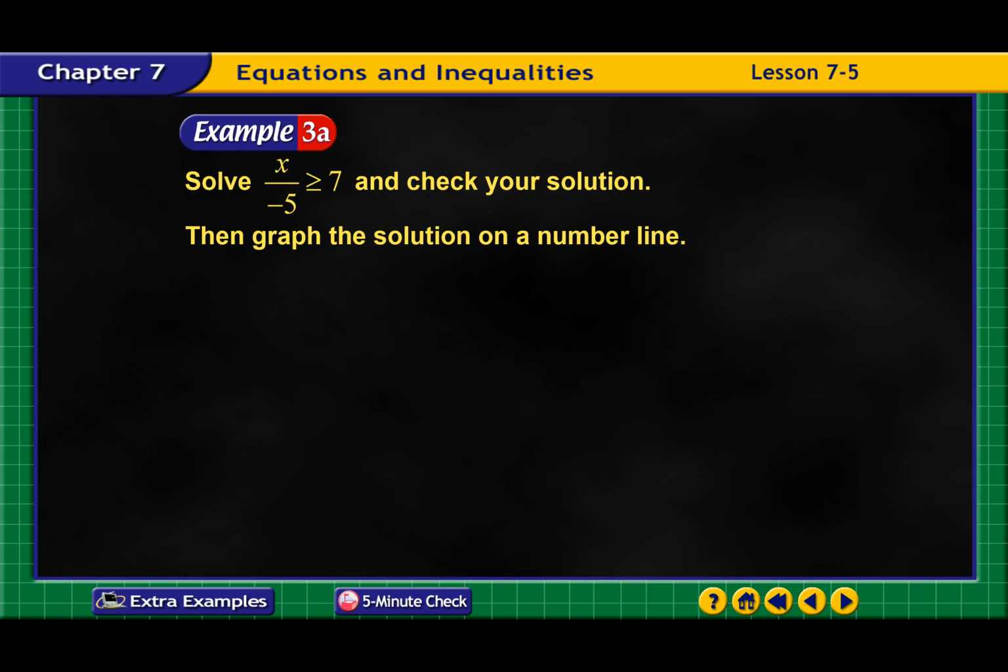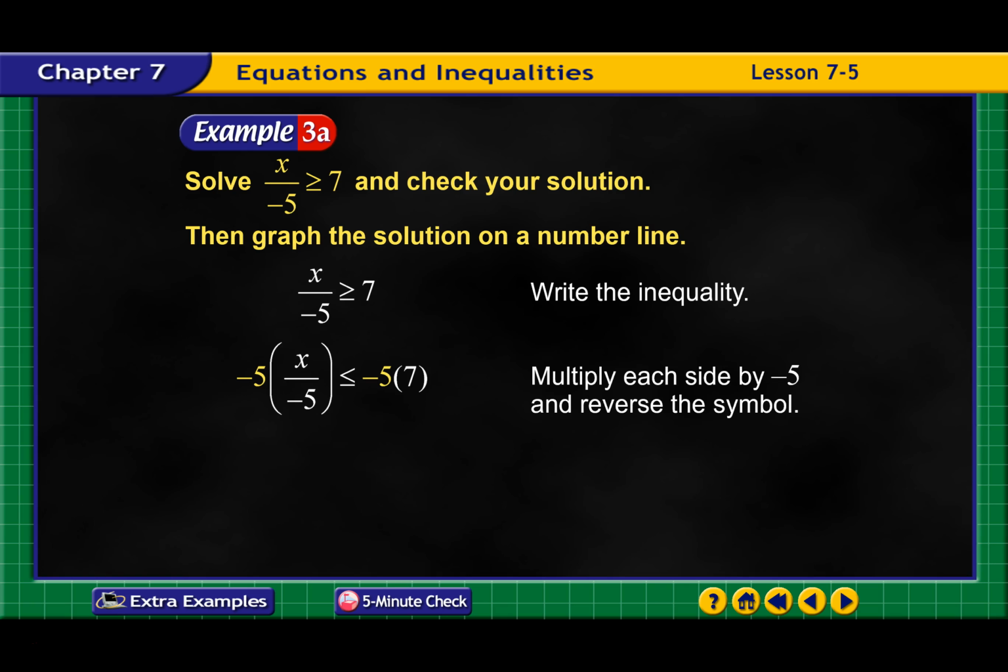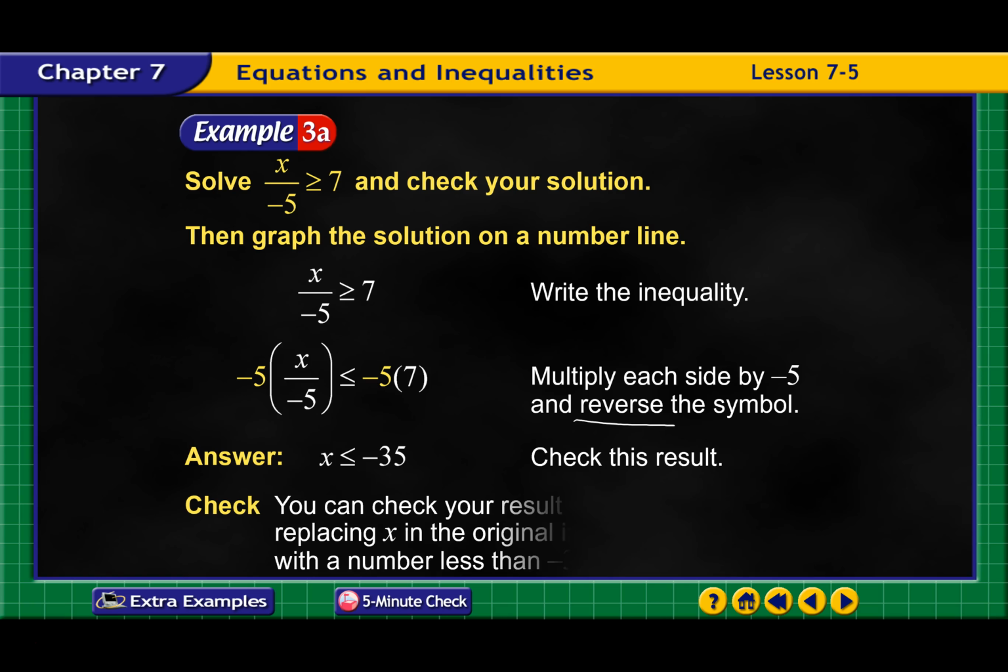All right, check your solution, then graph your solution on a number line. So we first write our inequality. We multiply both sides by -5. And because we multiplied by a negative number, we reverse the symbol. Big key there. Don't mess that up. So check the results. You can check it by replacing it with a number that is less than -35. So we'd put something else over here, probably like -40 is what I would use.